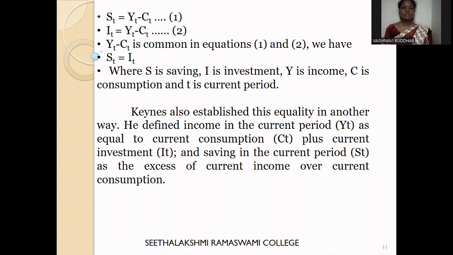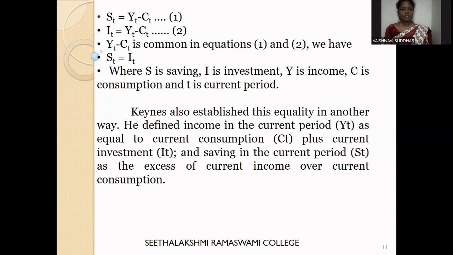According to equation 1, and according to equation 2, current investment is the difference of current income and current consumption. So we can see this is common, which means the difference between current income and current consumption will give you the current saving and current investment. In other words, we can say current saving is equal to current investment. Of course, where S is saving and I is investment, Y is income, C is consumption. This is Keynes' first approach. Then Keynes also established this equality in another way.